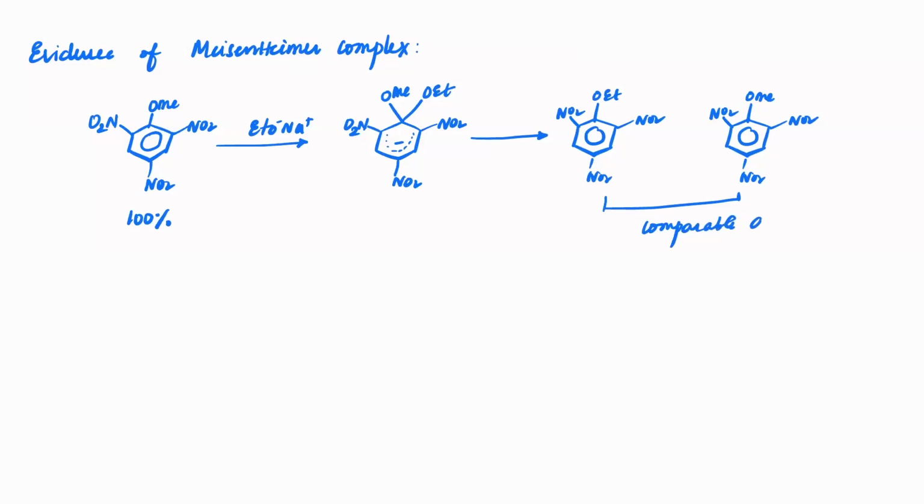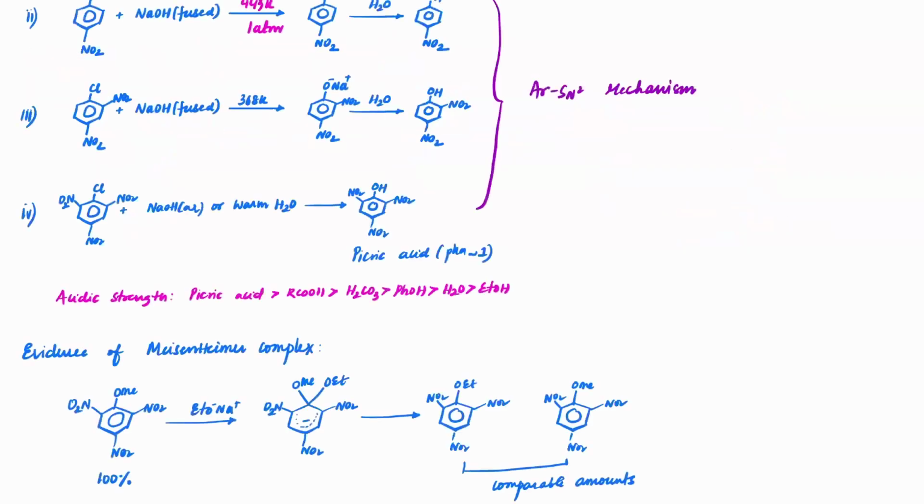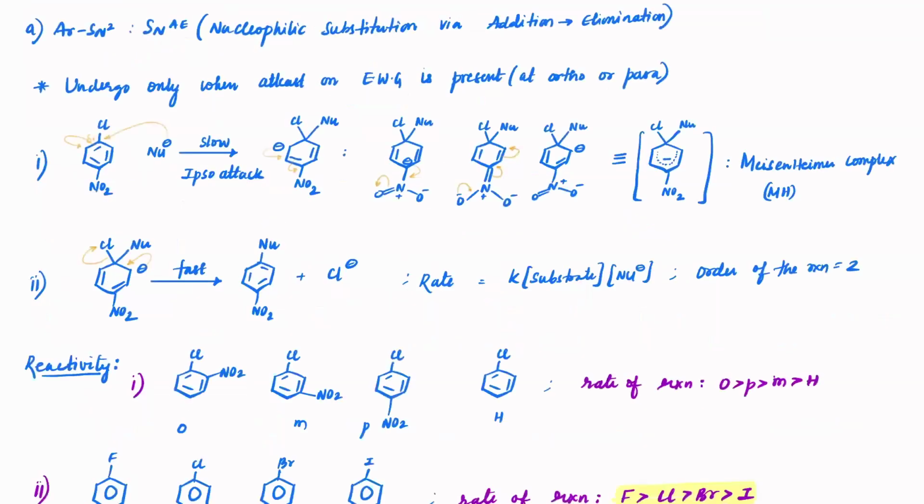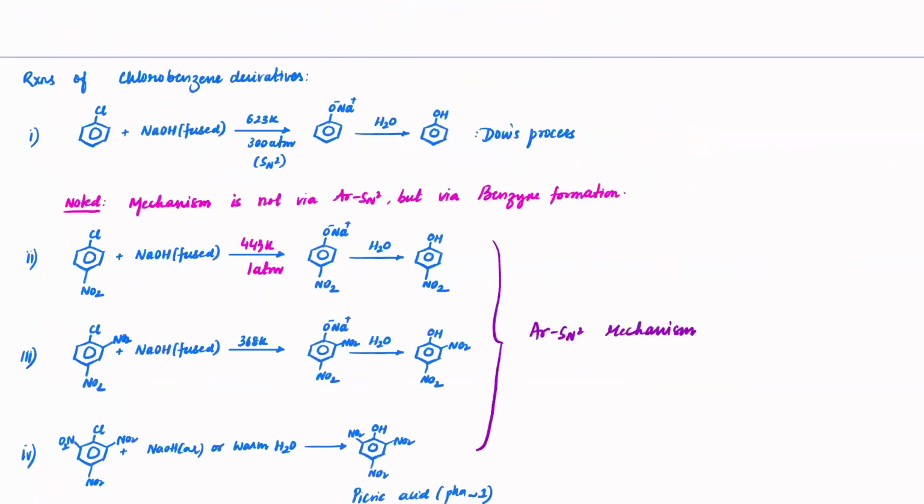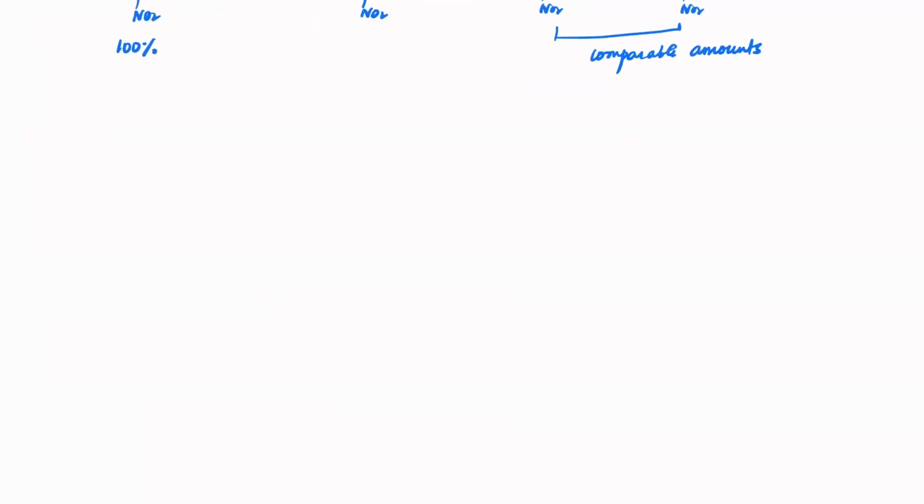Comparable amounts. Hence, this can only be possible when both of them are present on the same carbon, isn't it? When their ability to leave is almost the same. So that proves that there is a formation of Meisenheimer complex. Correct? This is the first mechanism, everybody, of how the ArSN2 type works. Okay. Now let me show you first the third mechanism, which is the benzyne mechanism. Then I'll show ArSN1 type.